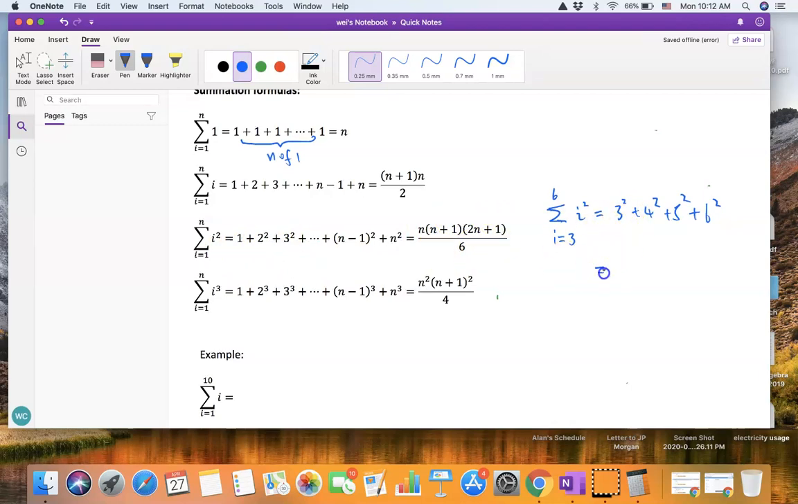So this will be equal to 6 times 6 plus 1, which is 7, times 2 times 6 plus 1, so 12 plus 1, 13, over 6, and then minus 1 square and minus 2 square. So that will give us the right answer. Okay.